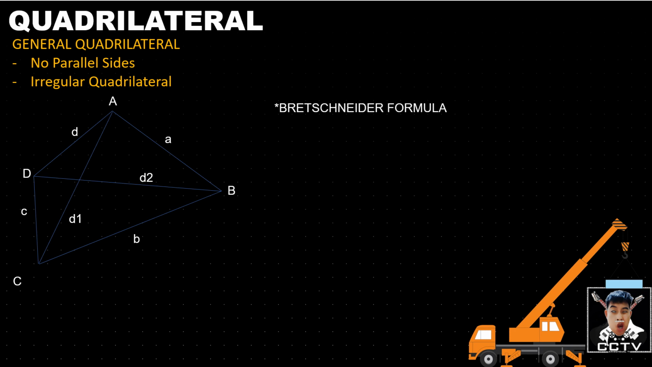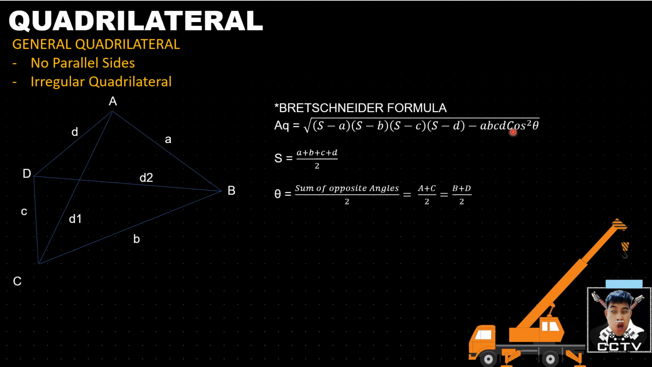Diagonal to diagonals. Ang formula natin dito is the Bretschneider formula, which is the area of the general quadrilateral, semi-perimeter minus A, ganun lang, tapos minus ABCD cosine squared theta. Ganun lang ulit yung semi-perimeter, ang half lang ng perimeter. And then, yung angle natin dito is the sum of opposite angles, A and C, divided by 2, and B and D, divided by 2. Kahit ano dyan, sa makukuha mo dito, is pwede mong gamitin dito.